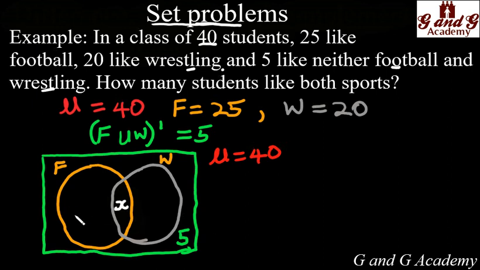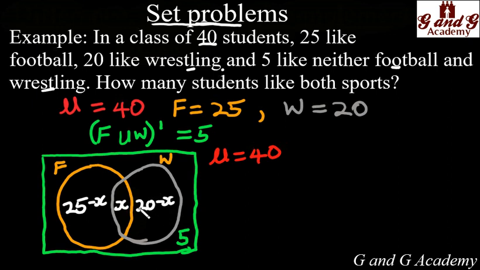Now, to calculate the number of students that like only football, you have to subtract this X from the total number of students that like football, because this X is part of that 25. So you just write 25 minus X here. Are you getting it? The same thing with those that like wrestling, which is going to be 20 minus X. Those are students that like wrestling alone.